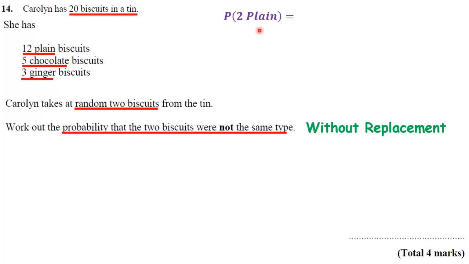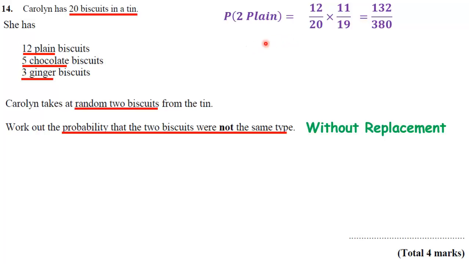The probability of picking 2 plain biscuits: the first one is going to be 12 over 20. For the second one, there'll be 1 less plain because I didn't replace it, so there'll be 11 over 19. Now I need to do that maths. You have a calculator available for this, so you could do 12 times 11. You should know it's 132. And 20 times 19, you should definitely know that that's 380.